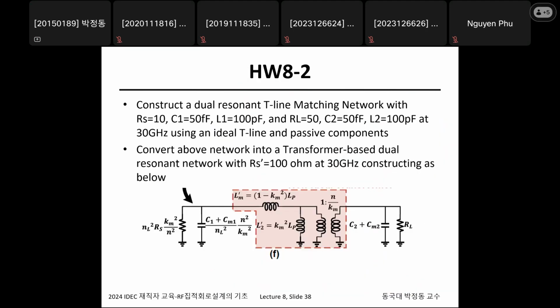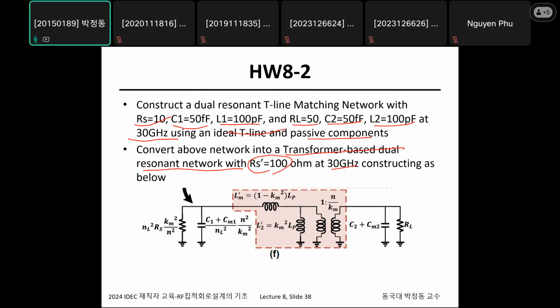All right. Homework 8-2. Construct a dual resonant T-line matching network with RS equal 10, C1 is 15 femtofarad, L1 is 100 picohenry, RL is 50, C2 is 50 femtofarad, L2 is 100 picohenry, and 30 gigahertz using ideal transmission line and passive components. Convert the above network into a transformer-based dual resonance circuit with RS prime equal 100 ohm at 30 gigahertz.